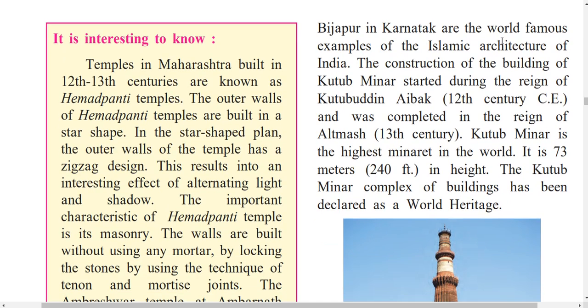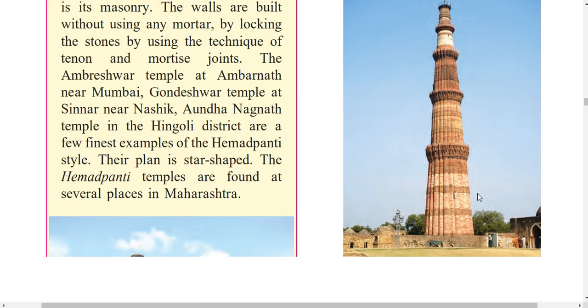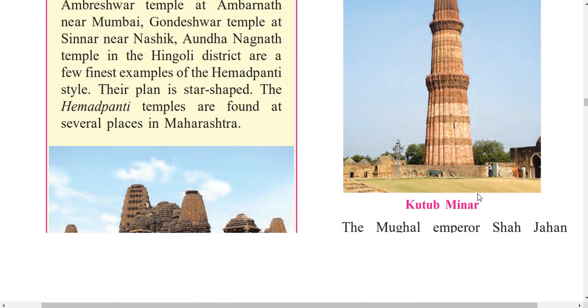The construction of Qutub Minar started during the reign of Qutbuddin Aibak, 12th century CE, and was completed in the reign of Iltutmish, 13th century. Qutub Minar is the highest minaret in the world. It is 73 meters, 240 feet in height. The Qutub Minar complex of buildings has been declared a World Heritage Site. This is the picture of Qutub Minar.